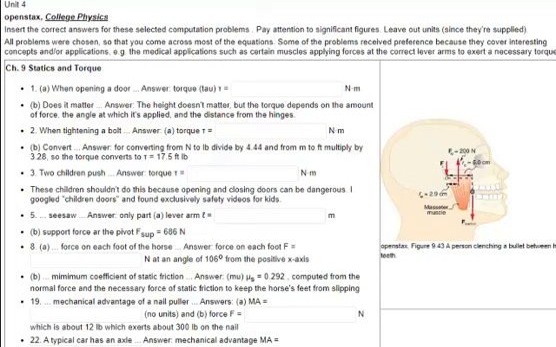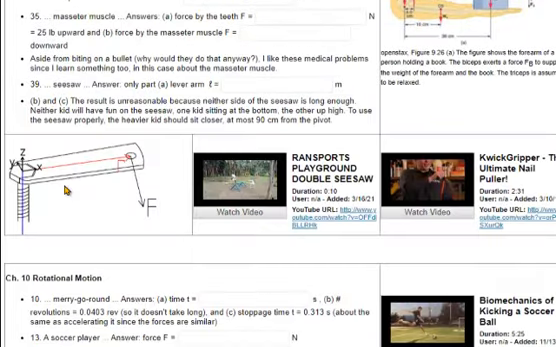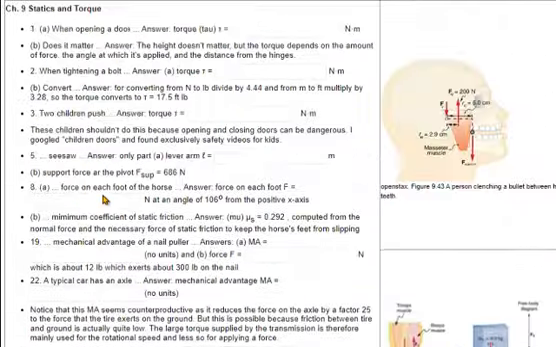So here are a few computation problems from the OpenStax textbook for Unit 4 on rotation, and that would be statics and torque, as well as rotational motion, which is also the dynamics of rotation. So I'm going to get to the second problem.